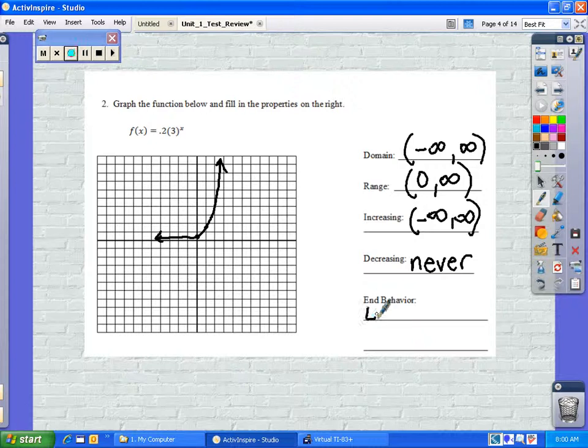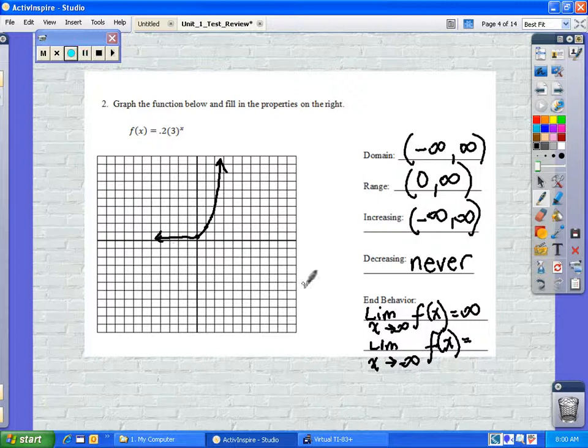And your end behavior is the limit as x approaches positive infinity. So as x goes this way, the function goes to positive infinity in the range. And then as x goes to -infinity, the function approaches 0, the range value. So as x goes to -infinity, this function approaches the range value of 0.